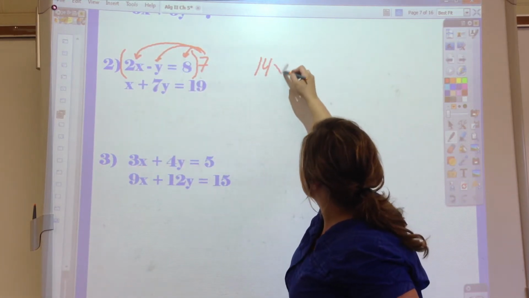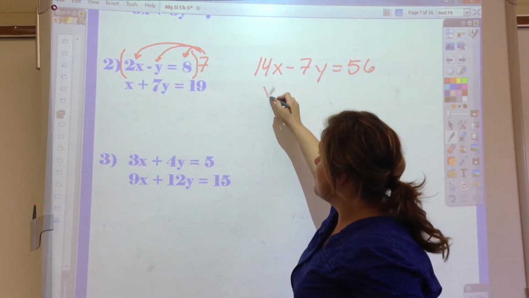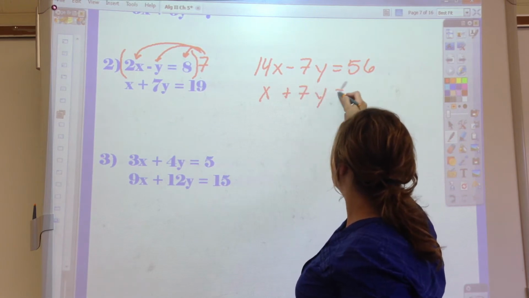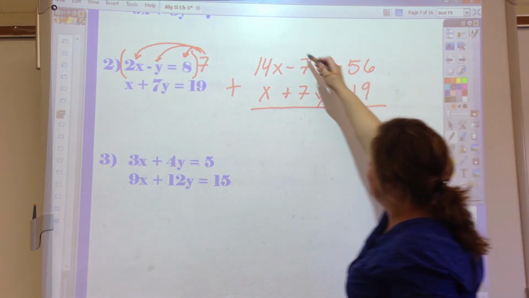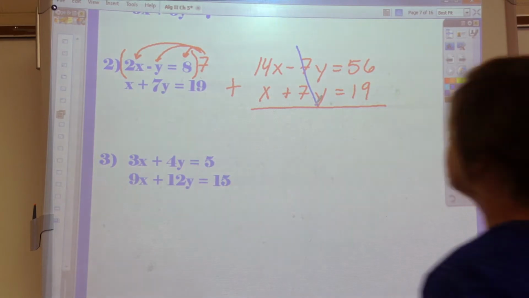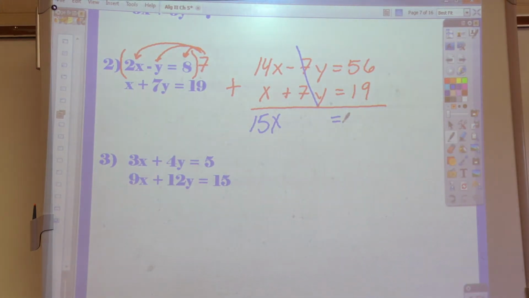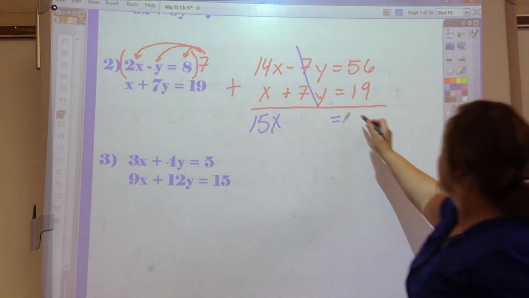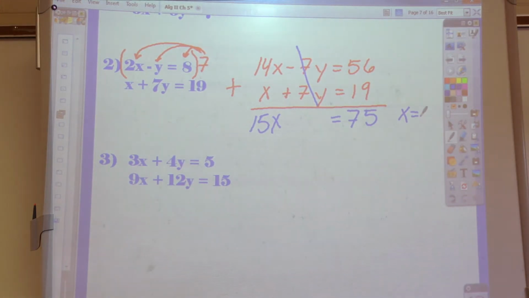I have 14x minus 7y equals 56. And I rewrite the other equation as it is right below. Now when I add these together, please notice that your y variable will cancel. And what is 14x plus x? Hopefully you agree with me, it's 15x. And over here, what's 56 plus 19? Hopefully 75. Divide both sides by 15, and what is x equal to? Hopefully you agree it's 5.